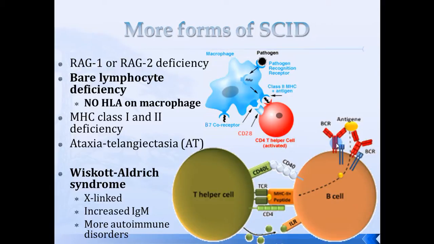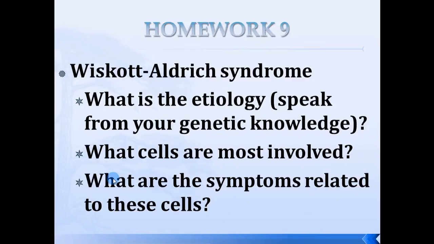If any of them are broken, poof, suddenly you have SCID. Right? This last one here, I'm going to have you look up. So this is a form of SCID. It's called Wiskott-Aldrich syndrome. Right? It's X-linked. They have increased IgM, right? And it also increases the risk of autoimmune disorders.